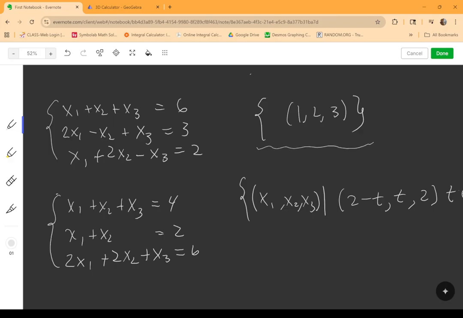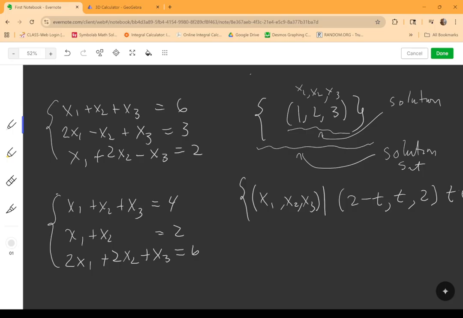A distinction here is that the ordered triple (1, 2, 3) refers to x1, x2, x3. This ordered triple, excuse me, not pair, is the solution. When we use the curly brackets, that's what we call the solution set. So this here is our solution, and this here is our solution set. This first example has a unique solution.